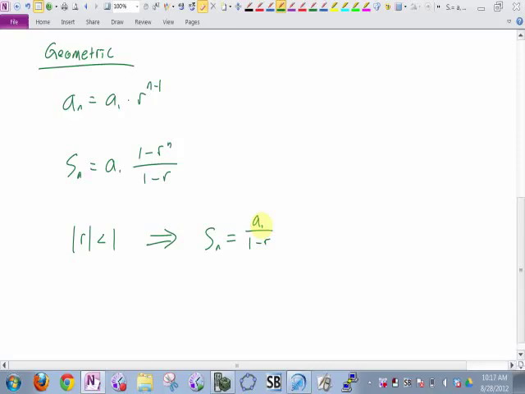Is that what your calculus textbook said? Convergent because of GP. I was like, what is GP? Geometric progression.